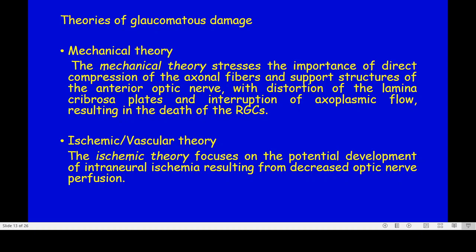retinal ganglion cells. This theory is good if the intraocular pressure is high, but it does not explain glaucomatous changes in those cases which have normal or low intraocular pressure. So another theory was given, that is the ischemic theory, which focuses on the intraneural ischemia resulting from the reduced optic nerve perfusion, either because of the increase in intraocular pressure or some intrinsic process of the optic nerve. So these two theories are important as far as glaucomatous damage is concerned.